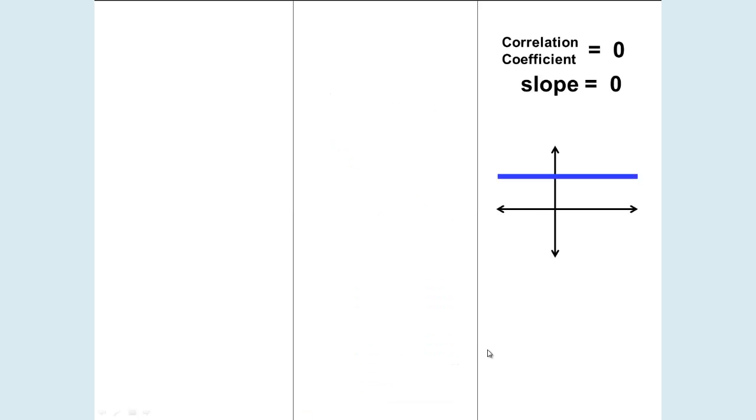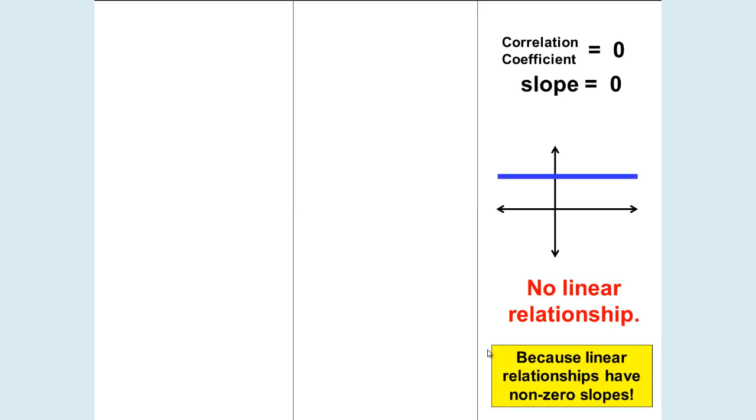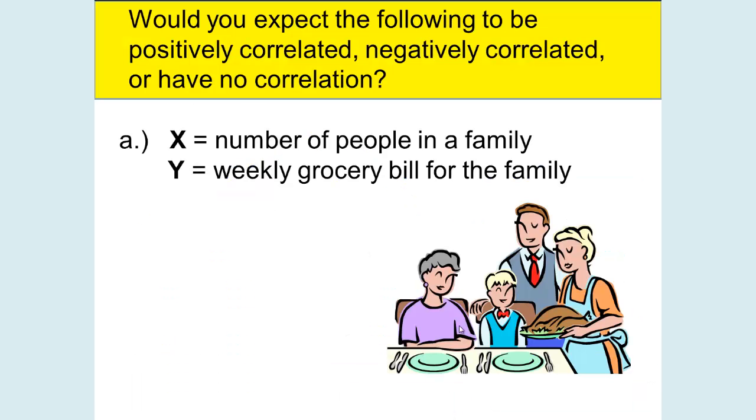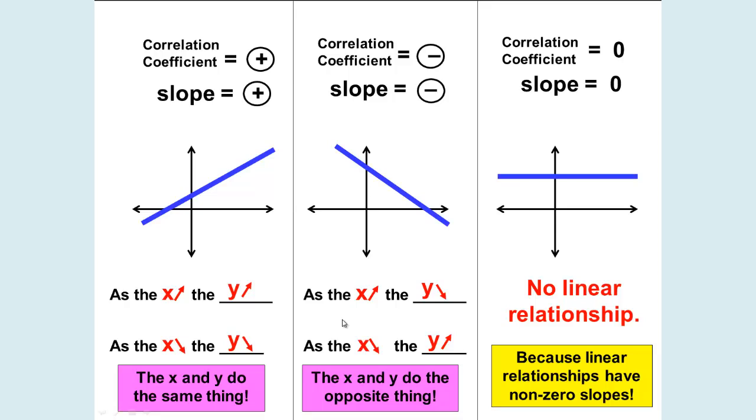With a correlation coefficient of 0 and a slope of 0, there is no linear relationship, because linear relationships have non-zero slopes. This is important, so that's why we've covered it again in this video. There looks like there's a lot of these, so we're going to stop here, and this is a good place to pause, and we will pick up here in the next video of this set.